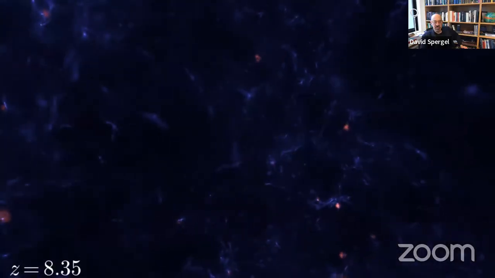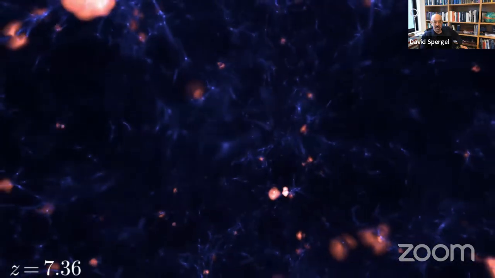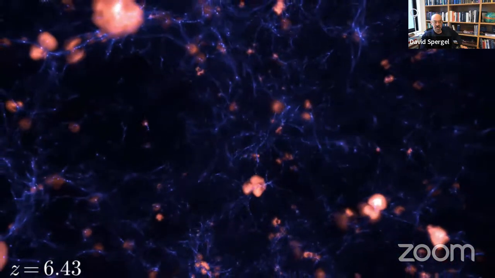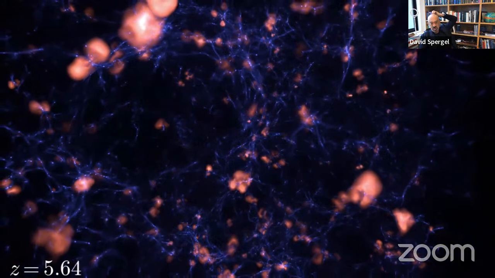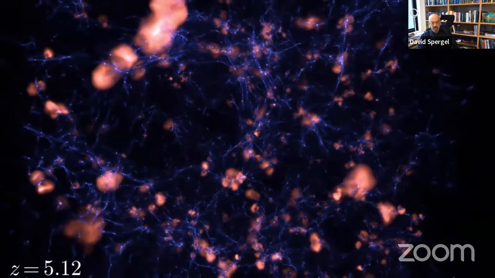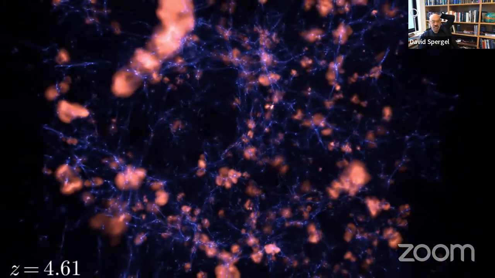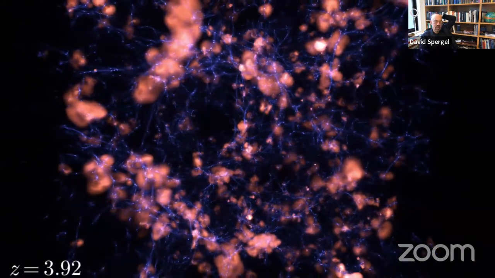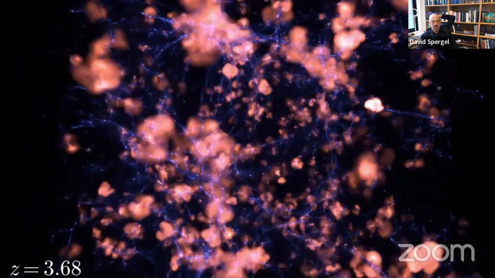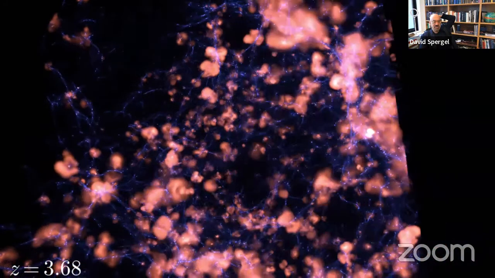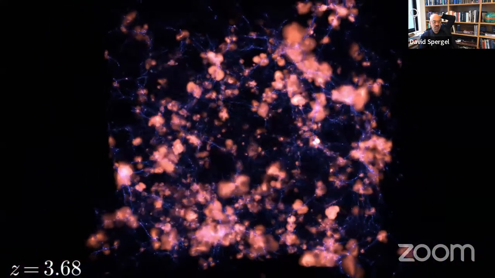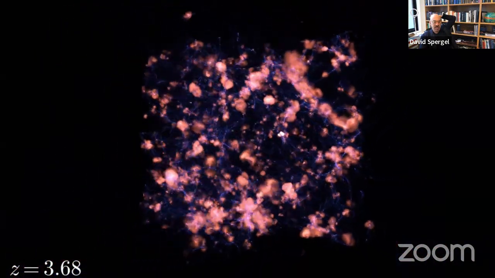This shows one of the simulations. You can see here in blue the dark matter, and the orange is showing the gas. You can see explosions driving winds into space as supernovae and active galactic nuclei explode.